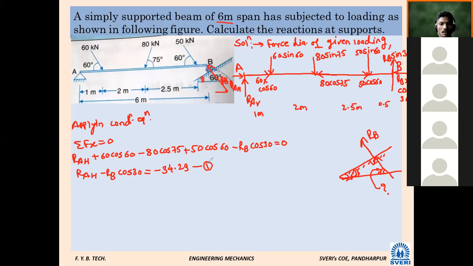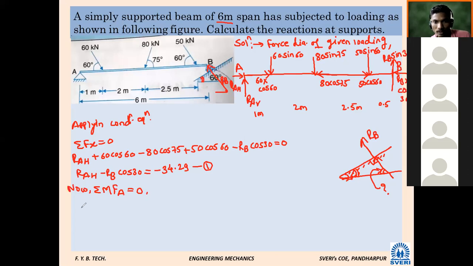Next. Now see, if we apply summation Fy equal to 0, again two unknowns will come, RAV and RB. So it's better to apply the moment equation. If I apply the moment equation at point A, the summation of moment due to all forces at point A is equal to 0. So what will be that equation?